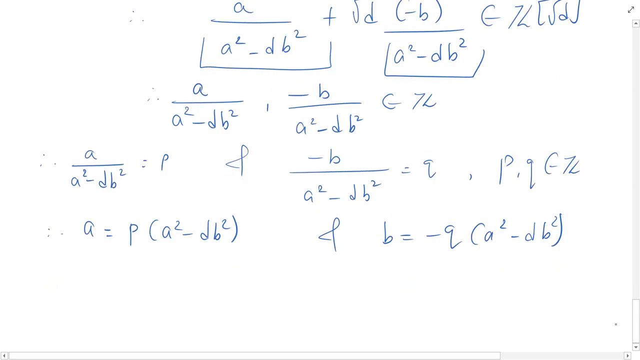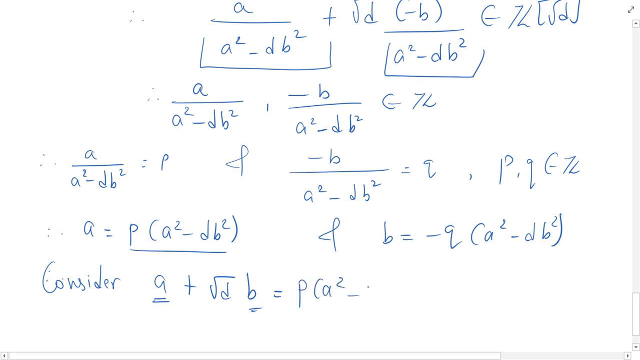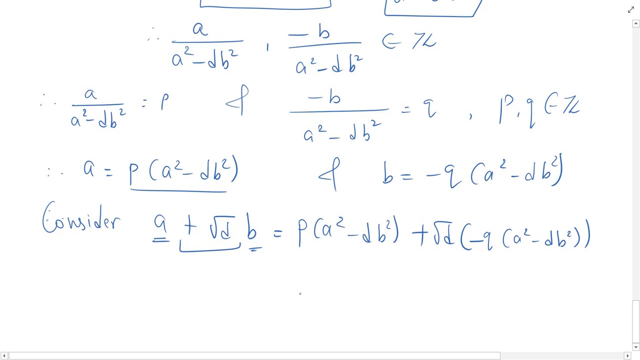Now, similarly, I'm going to consider my a plus root d b. I know what it is. It is actually the same as x, but now I will use the values of a and b which I found just now, right? So the value of a is nothing but this value. On the place of a, I'm writing p times a squared minus d b squared, then plus root d as it is. On the place of b, I will write its value, that is minus q times a squared minus d b squared. Okay, is it fine? Now after this I can take this thing common from both of them, so I get a squared minus d b squared times p minus q times root d.